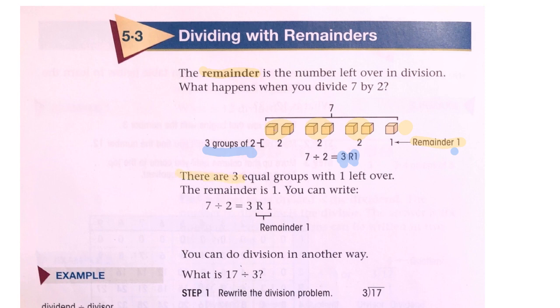So there are 3 equal groups with 1 left over. The remainder is 1, and you can write R1 to show the remainder 1.